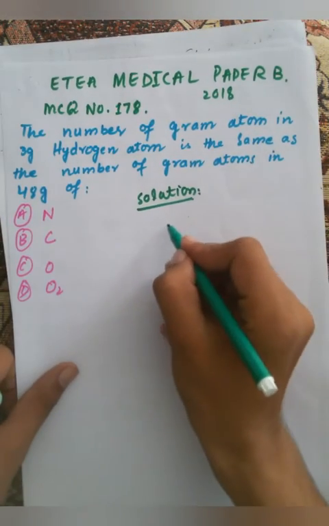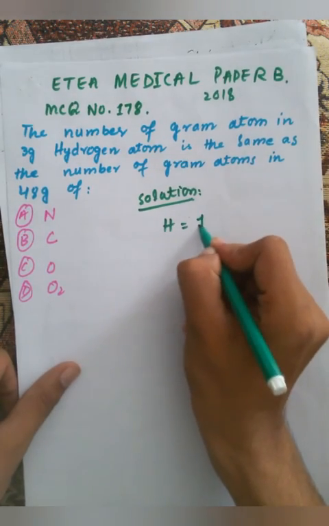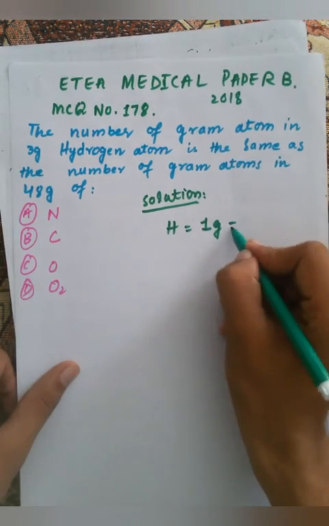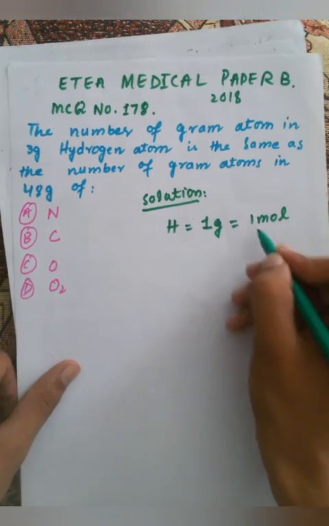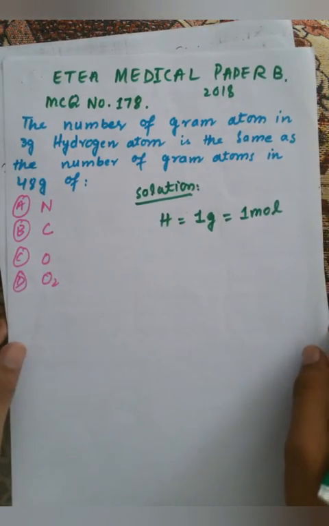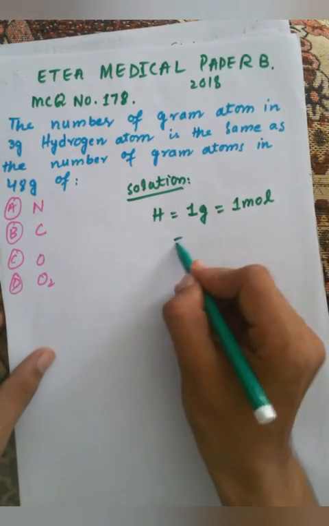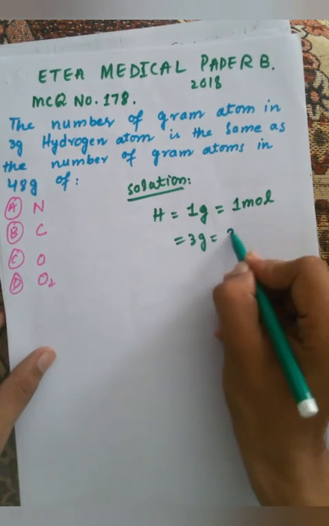As we know, hydrogen's atomic mass is 1, and if we take it in gram, it will be equal to 1 mole. So 1 gram is equal to 1 mole. Now if we take 3 grams, it will be equal to 3 moles.